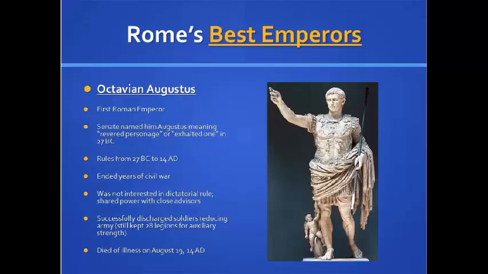His rule ended several years of civil war, and he was not interested in dictatorial rule. He ended up sharing power with close advisors. Even though he was the one that made the decisions, he let others help him lead with their knowledge. He successfully discharged soldiers, reducing the army. He still kept 28 legions for auxiliary strength. He didn't want to make it look like it was a military state, but he also knew that you needed military. So he got rid of a lot of soldiers, but kept some there just in case. He ended up dying of an illness August 19th, 14 AD.